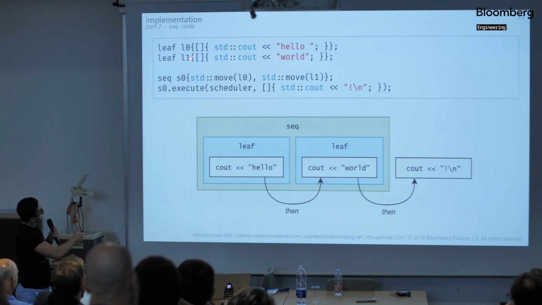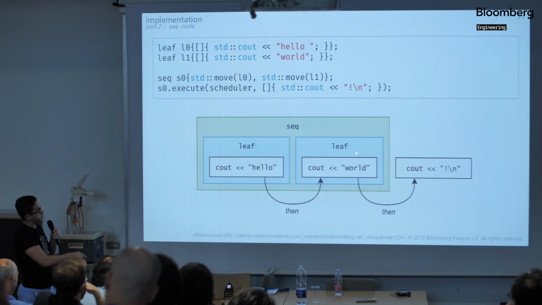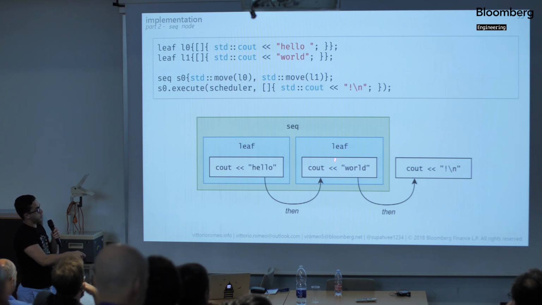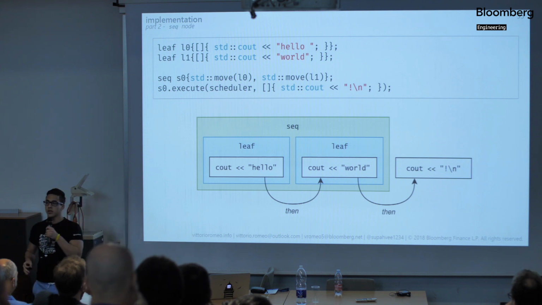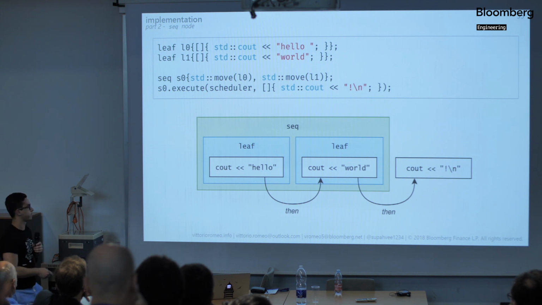So again, this is what we had before. Kind of looks like this. The sequential node contains two leaves, and then the first then continuation of the first leaf is attached to this one, and the second one is attached to the final continuation, which is the lambda over here. So this is completely sequential. We propagate the scheduler along, but in this case, no one is making use of the scheduler. It's just being propagated in case someone might need it.